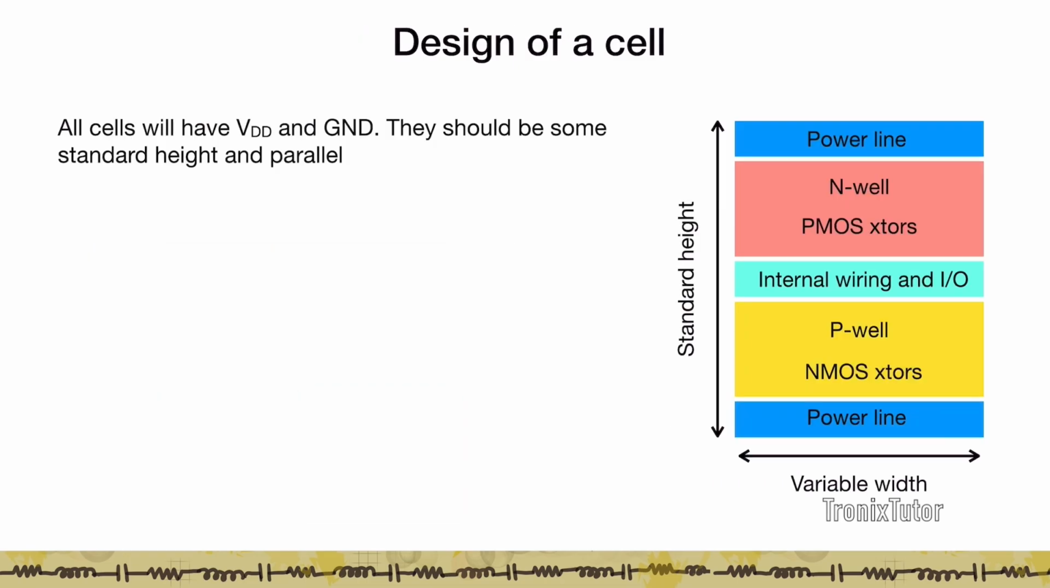Now how should a design of a cell look like? So remember, every cell needs to have a VDD and a ground. So there is a power line for VDD, there is a power line for ground. And as I mentioned, we are going to design cells such that they have the same height but with variable width.